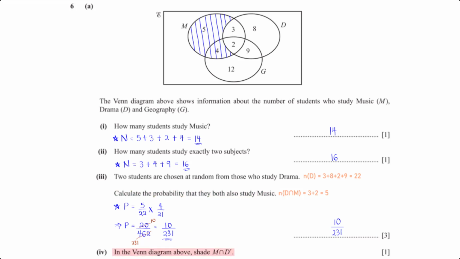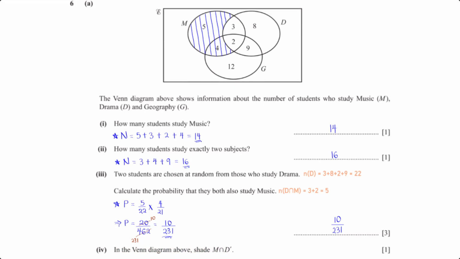In the Venn diagram above, shade M intersection D complement. In other words, we are to shade the region for the students who study music but do not study drama. This region has been shaded on the Venn diagram.